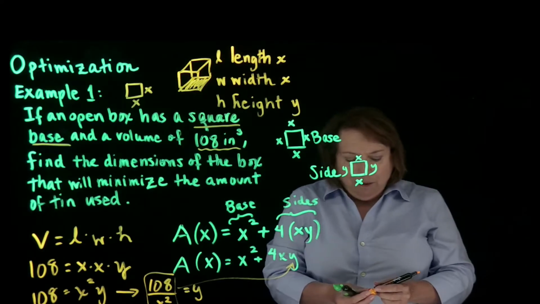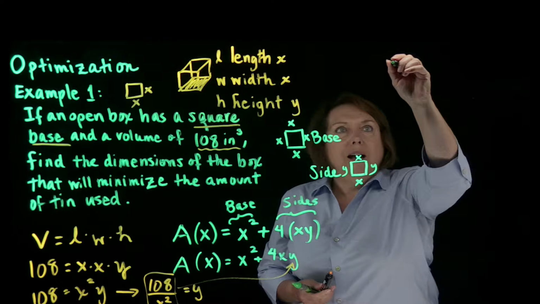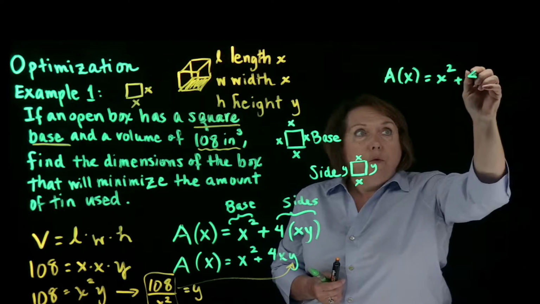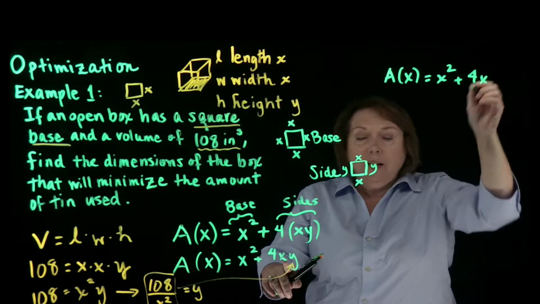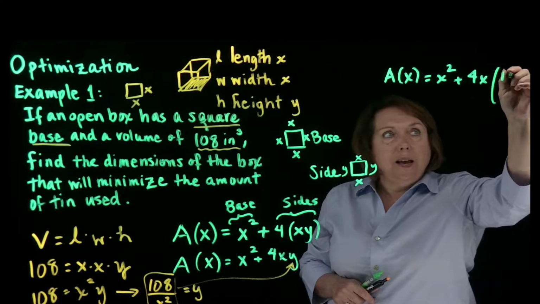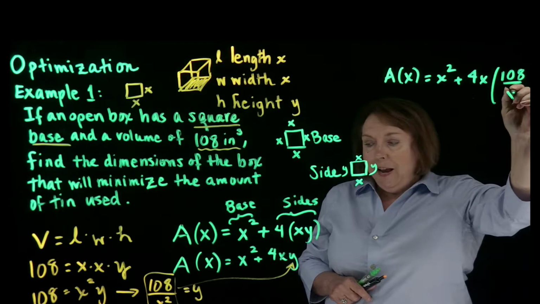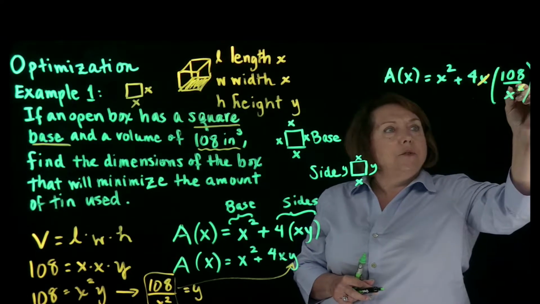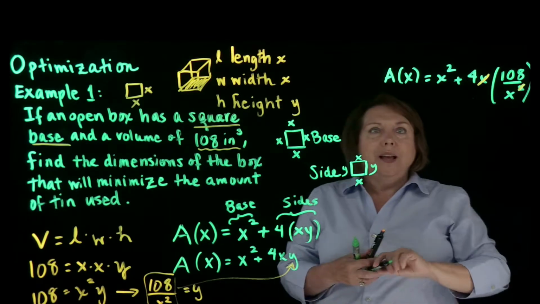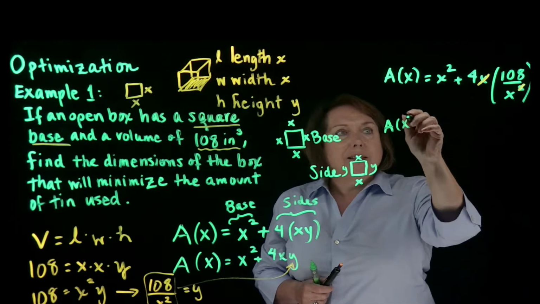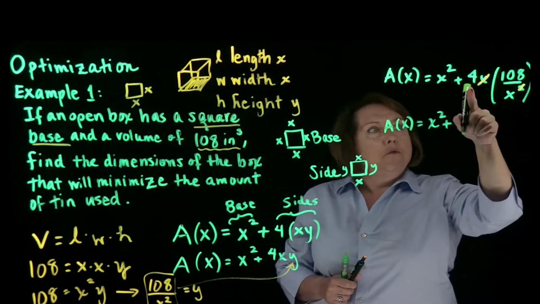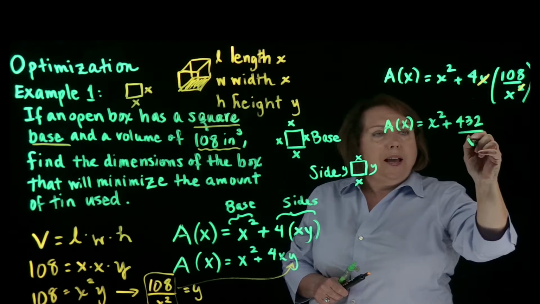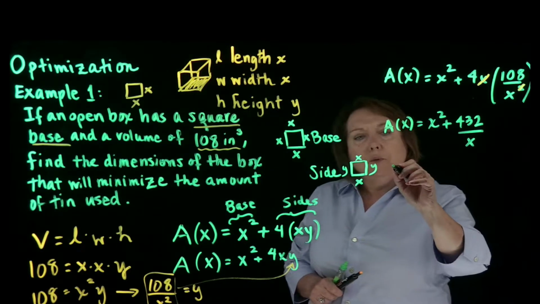Let me start here at the top. So we have A of x is equal to x squared plus 4 times x times y, but y is the same thing as 108 divided by x squared. So we can do a few things. We can remove an x from the numerator and denominator, and we can rewrite this as x squared plus 4 times 108, which will be 432 divided by x.